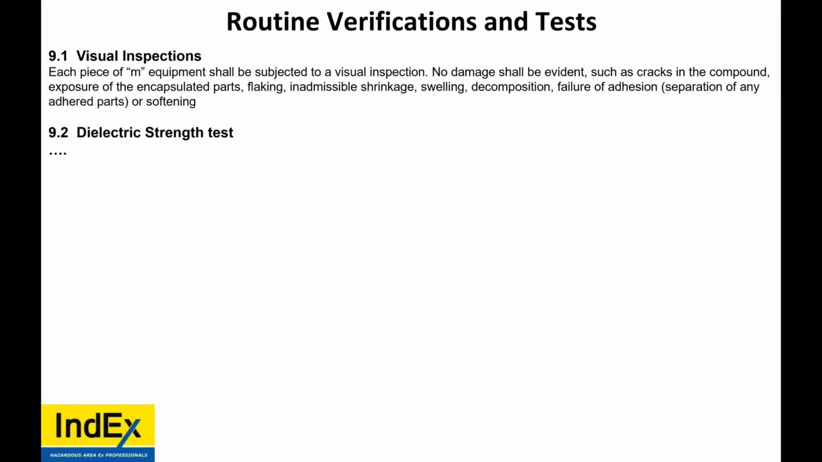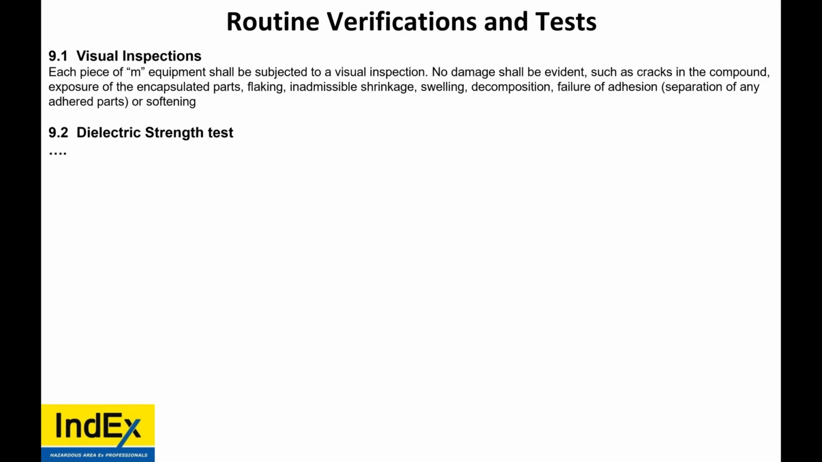Now, when we get to routine verifications and tests, this is very important for the installers, maintainers, operators, inspectors, the EPC and end users. Each piece of EX m equipment shall be subject to a visual inspection. No damage shall be evident, such as cracks in the compound, exposure of the encapsulating parts, flaking, inadmissible shrinkage, so if it shrinks too much, swells, decomposition, breaks down, failure of adhesion, or softening. This will also be done at the manufacturer.